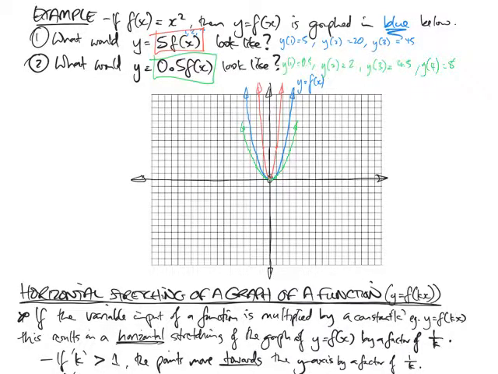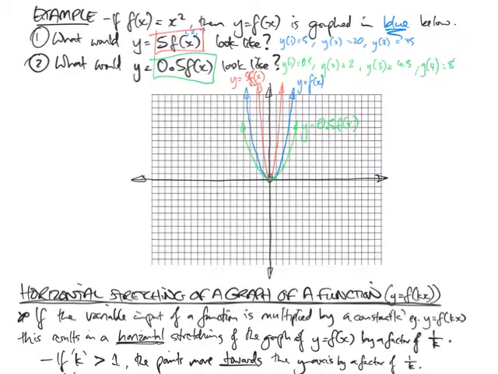So as you can see, it's been stretched. Well, it's been squeezed down a bit. The points are all closer to the x-axis by a factor of a half. So this in green is y = 0.5 times f(x), whereas the one in red is y = 5 lots of f(x). Okay, so that's an example of vertical stretching.